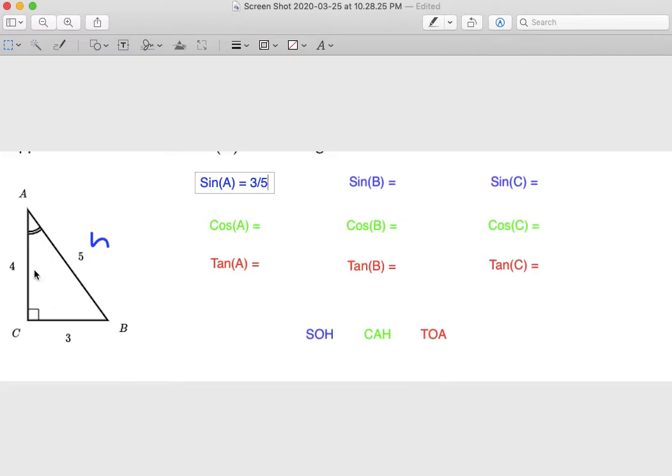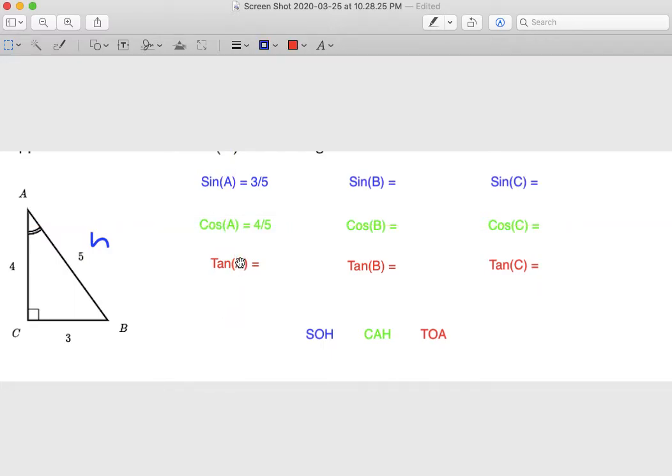Now, the cosine of A, well, cosine is adjacent divided by hypotenuse. If the opposite side length of A is 3, and we know that the hypotenuse is 5, adjacent is the next door neighbor, the side that's right next to our angle, so that's going to be 4. So the cosine of A is going to equal 4 divided by 5, adjacent over hypotenuse.